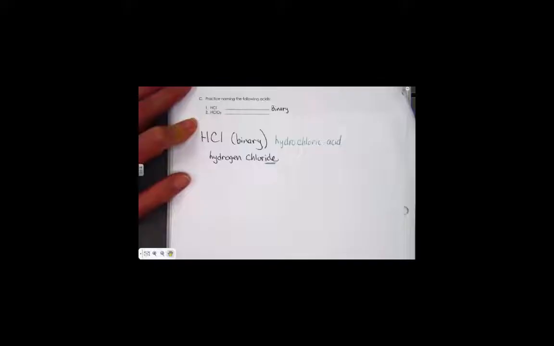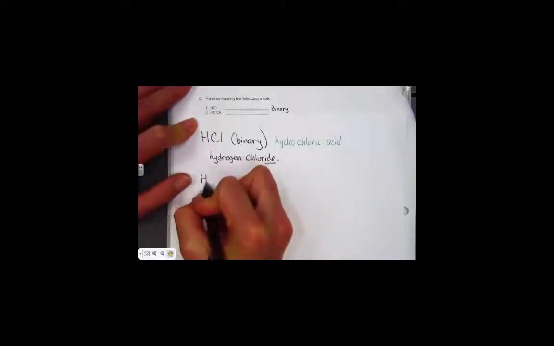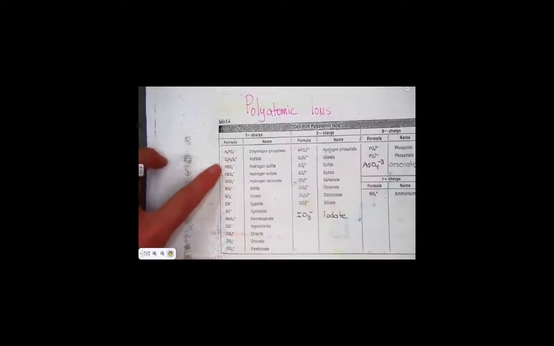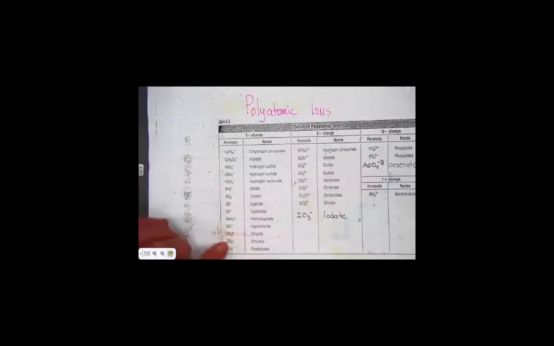Number 2, HClO3. I know it's an acid because it starts with an H. ClO3 is the polyatomic ion. Let's find its name. We know H is a +1. ClO3 must be a -1. So I'm going to look through the first column. ClO3, -1, is called chlorate.